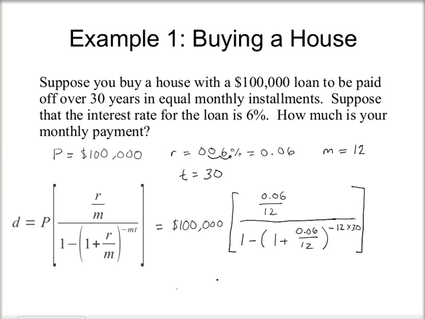So if I go ahead and put that into my calculator, I'm going to get a monthly payment for this mortgage of $599.55. Alright.